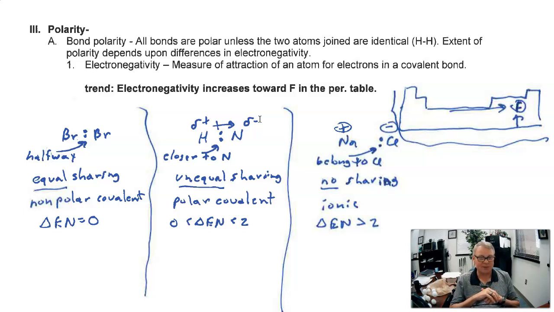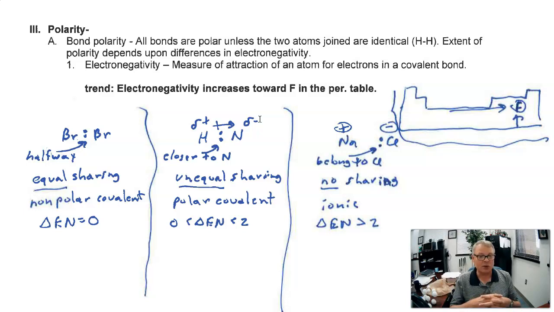Okay? All right. The difference, or the extent of the polarity, depends on differences in electronegativity. So I guess your next question would be, what is electronegativity? So maybe that's what we need to talk about first. Electronegativity is the measure of attraction an atom has for electrons in a covalent bond. It's the attraction it has for the electrons in the covalent bond, not its own electrons. That's electron affinity. We talked about that in a couple of chapters, last chapter, I believe. This is a little different. It's just that pair of electrons that are being shared with something else.